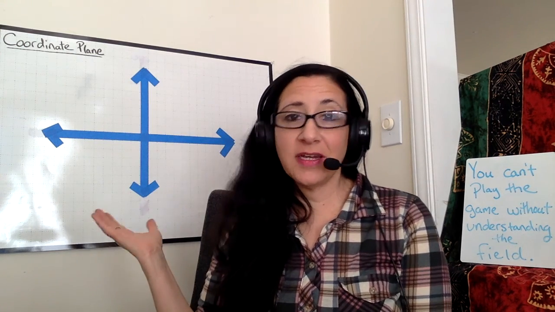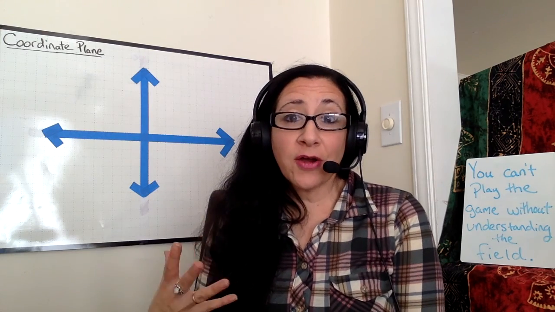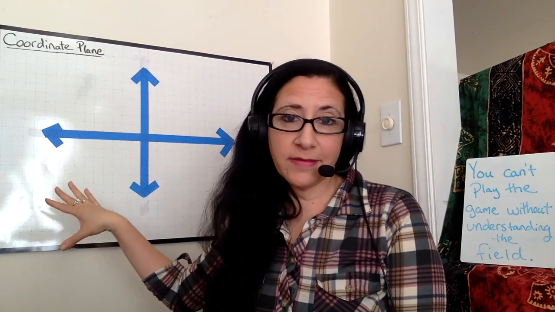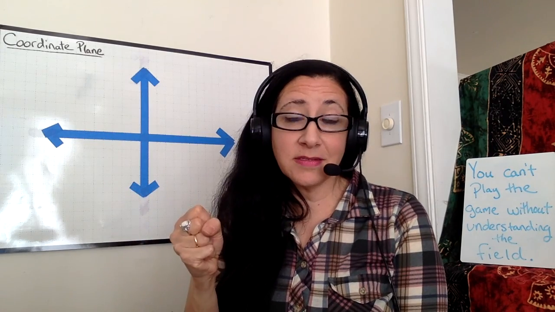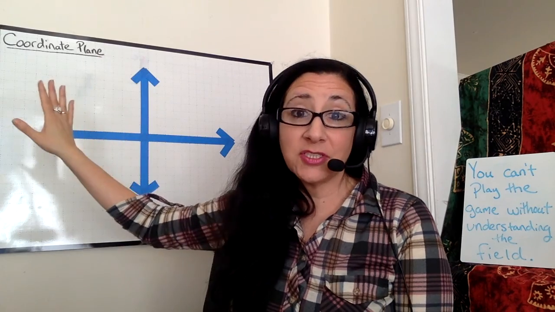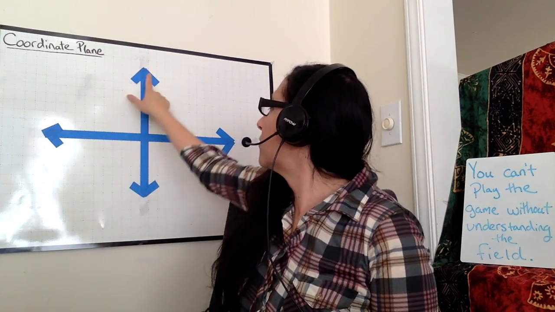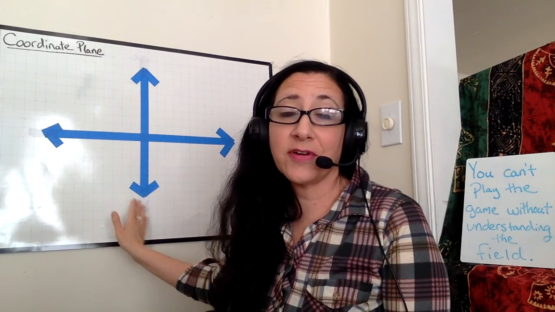Today we're going to be talking about the coordinate plane. The coordinate plane is our system where we plot points. Coordinate means points, and plane in mathematics just means a flat two-dimensional space that goes on infinitely, forever and ever. And that's what these arrows signify, that this goes on forever and ever.